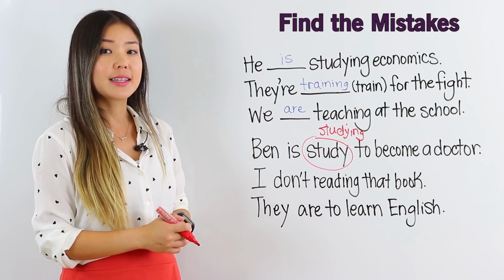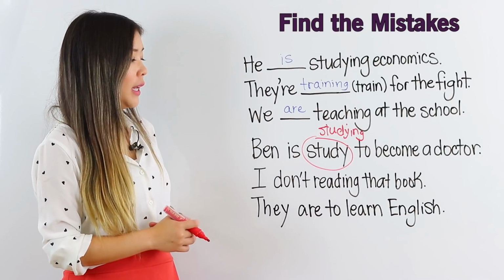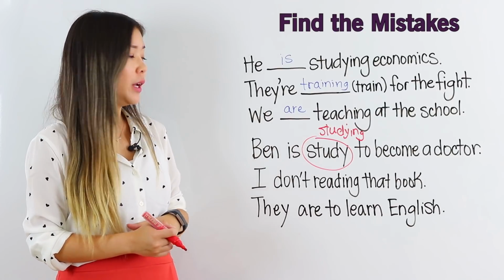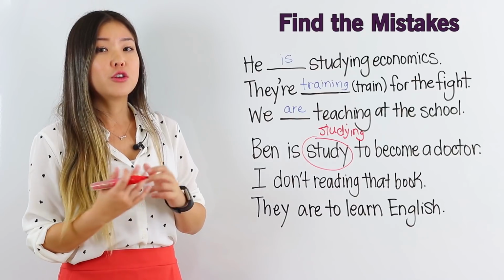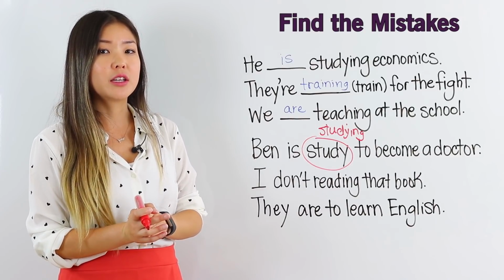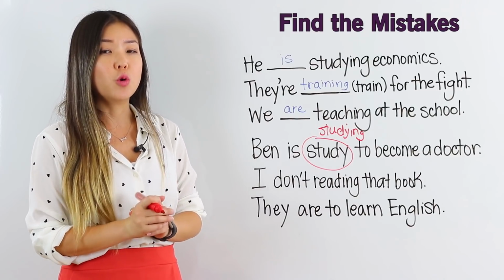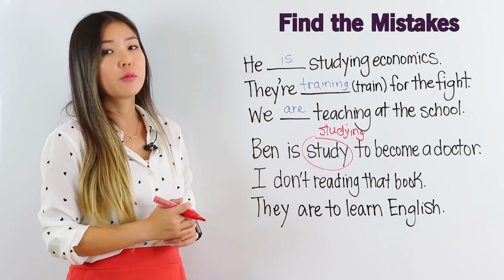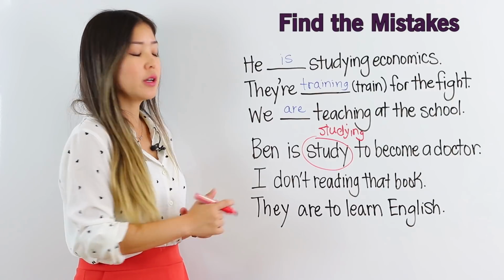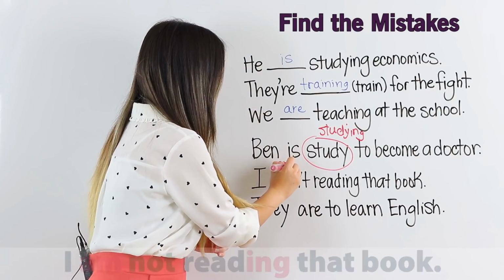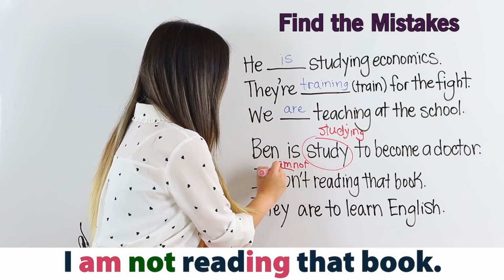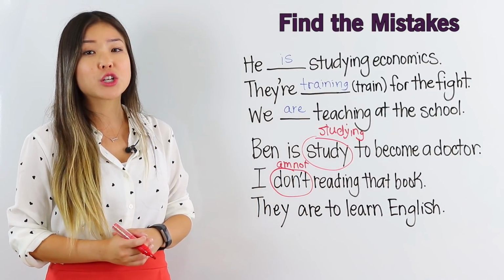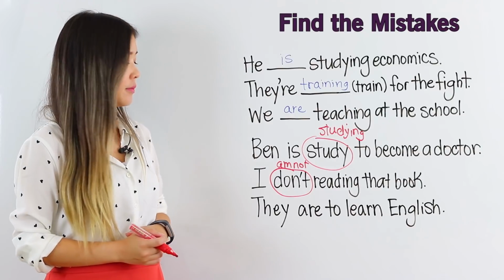Let's look at the next sentence. I don't reading that book. To form the negative in the present continuous, we don't use do or does. We use the be verb. What is the be verb for I? The correct answer is am. I am not reading that book. There is no contraction for am not.